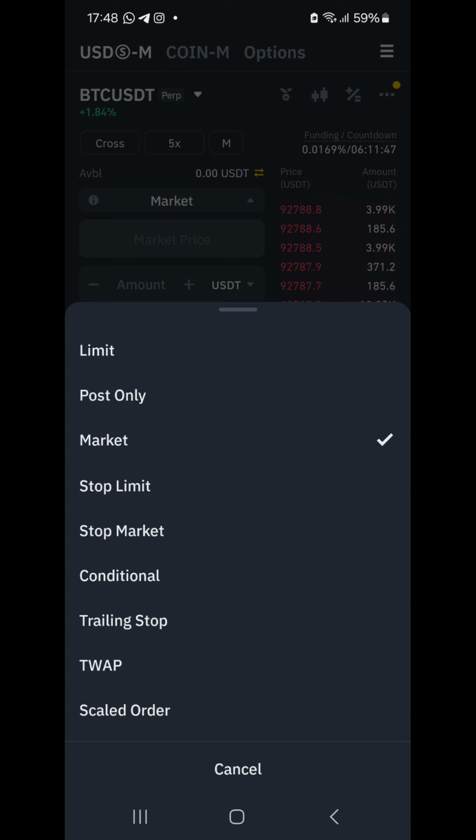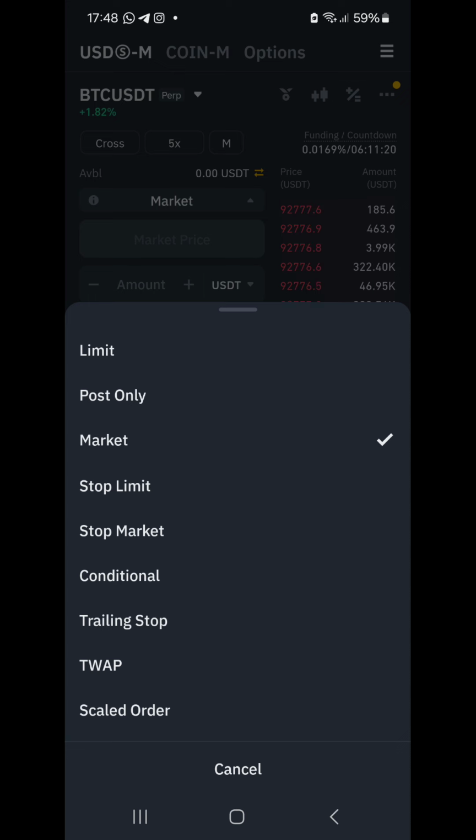Now let's look at the market order. You see market, that's the selected one, with the correction mark. So that's the market order. A market order is an order to buy or sell immediately at the current market price. So when you enter, whether you are buying or selling, you are executing the trade there and then, instantly, right? That is what it means. So you have to understand this when you want to enter a market.